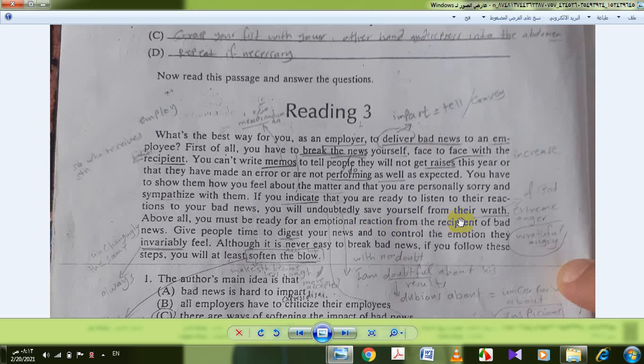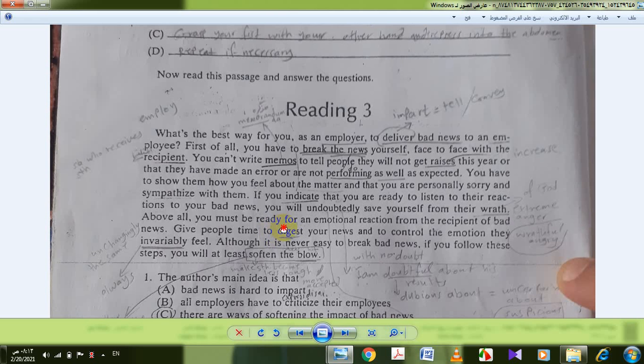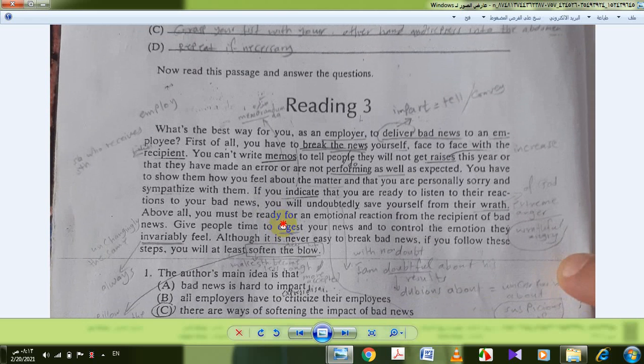You have to show them how to feel about the matter and that you are personally sorry and sympathize with them. If you indicate that you are ready to listen to their reactions to your bad news, you will undoubtedly save yourself from their wrath. Above all, you must be ready for an emotional reaction from the recipient of bad news. Give people time to digest your news and to control the emotion they invariably feel. Although it is never easy to break the news, if you follow these steps, you will at least soften the blow. So it is not that difficult actually.